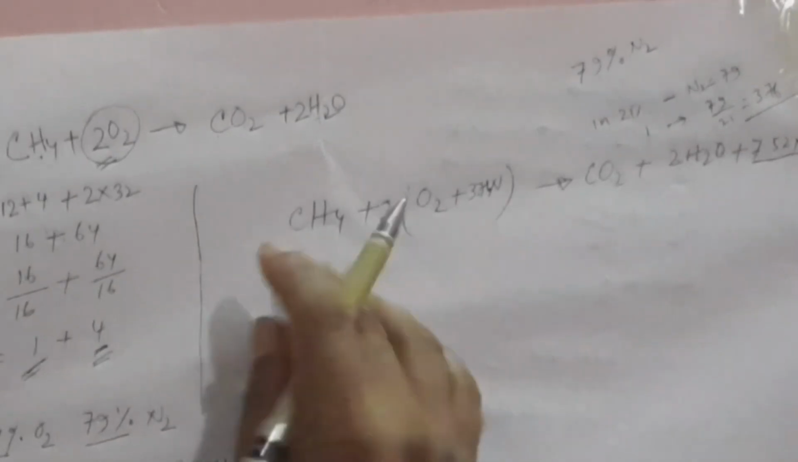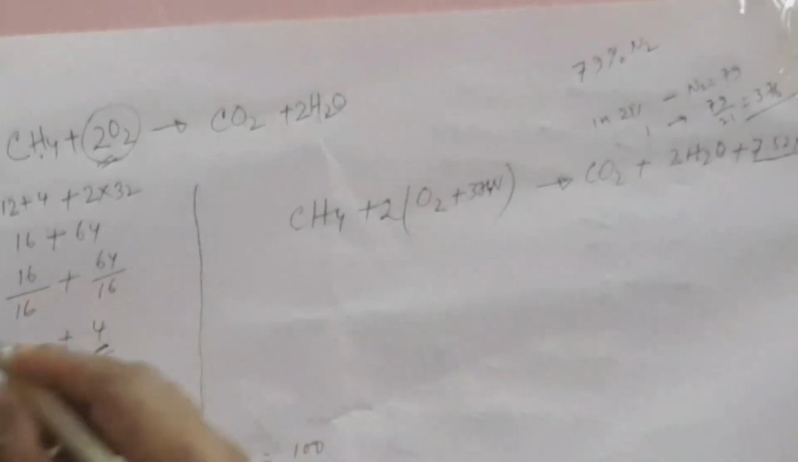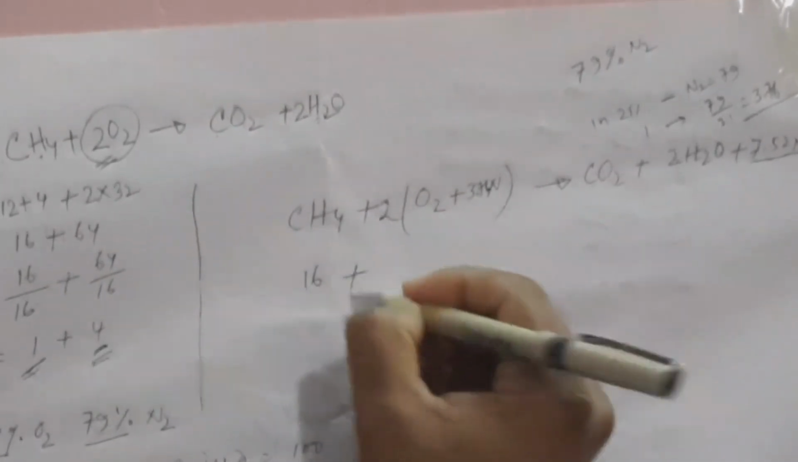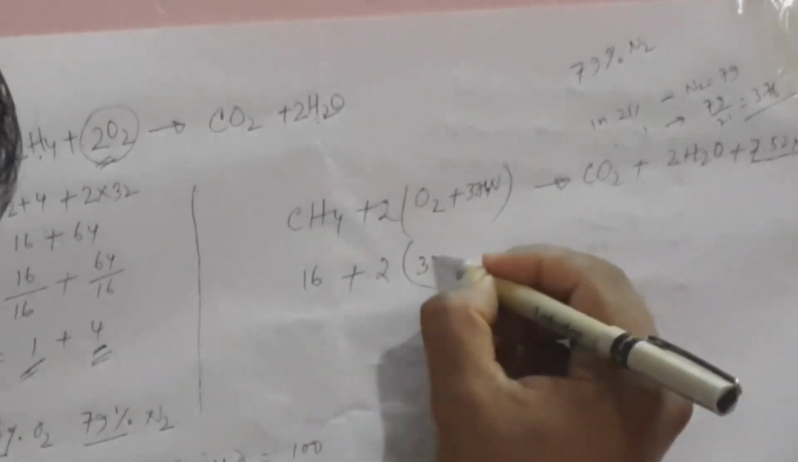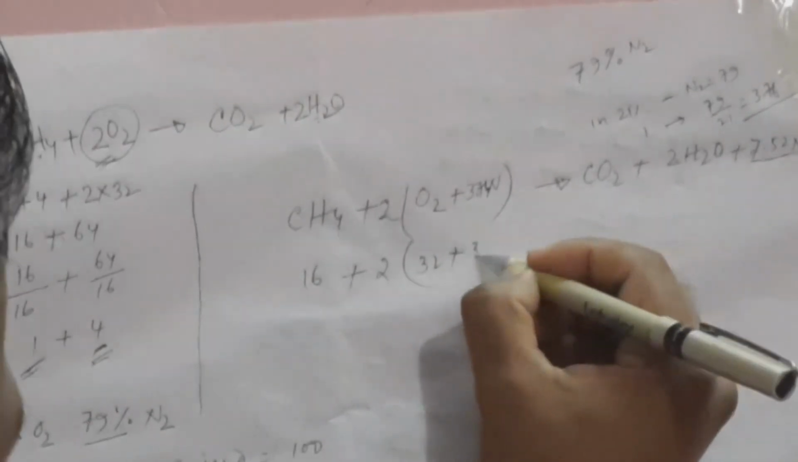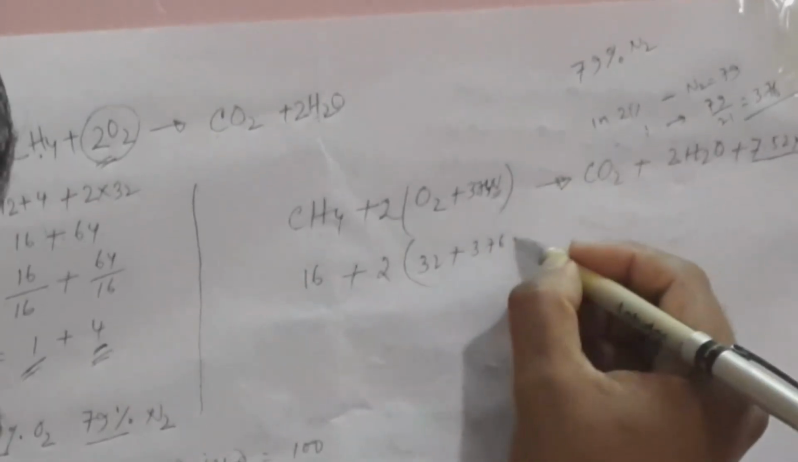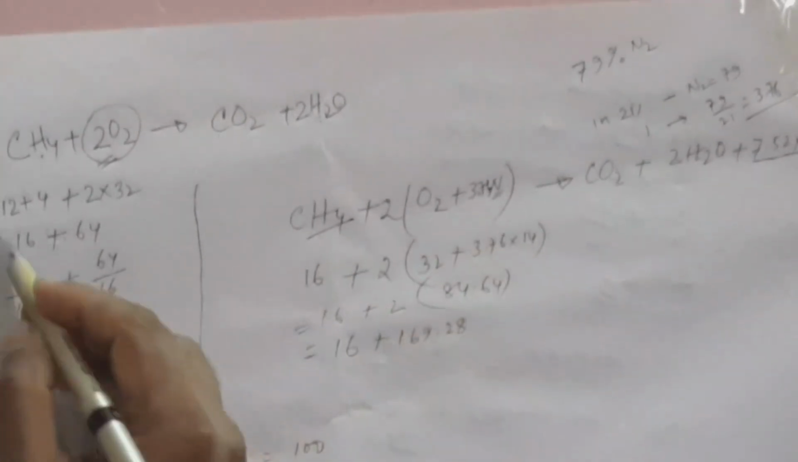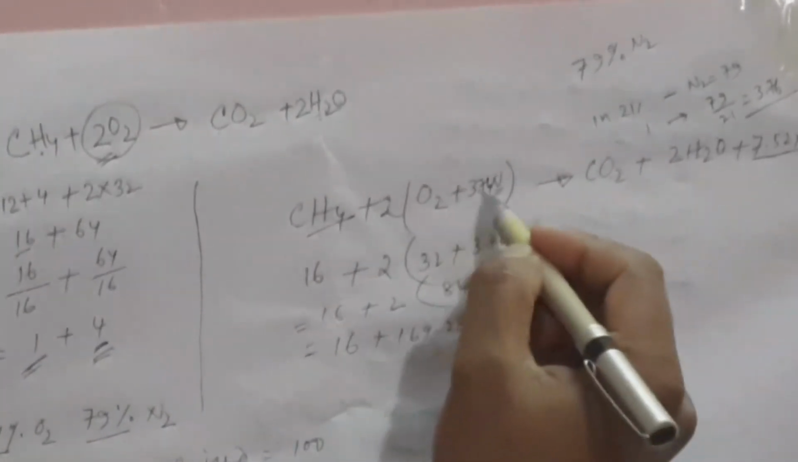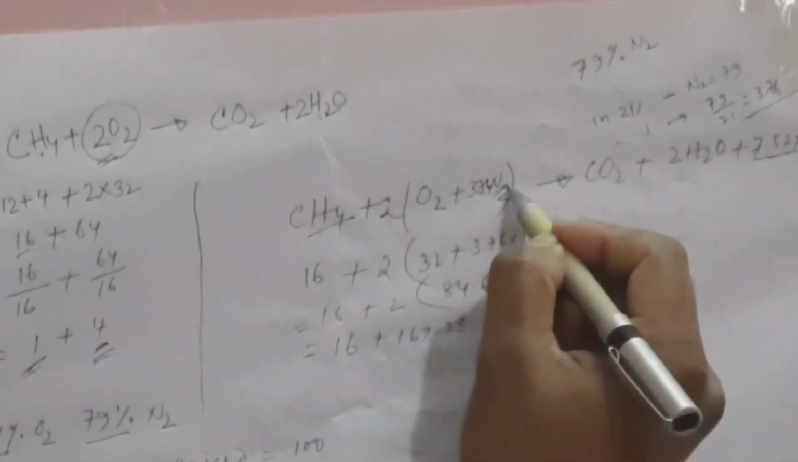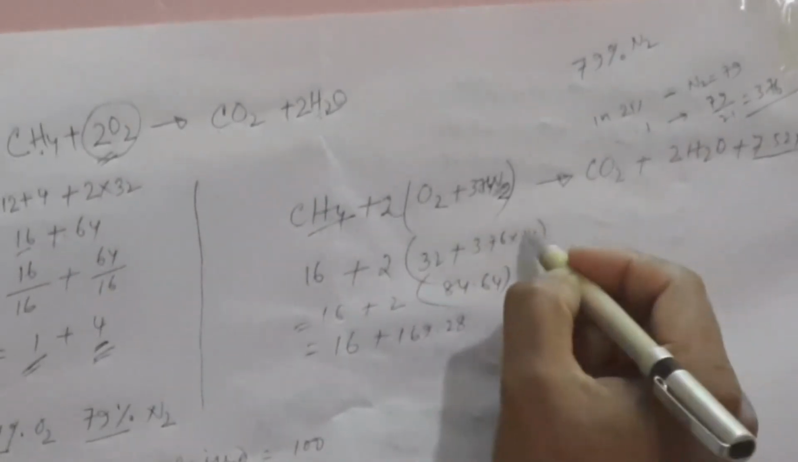So now I will show this balanced reaction. For methane, I already showed you 16. For oxygen, 2 times oxygen is 32, plus nitrogen 3.76. I will explain again: for methane I already showed you 16, and 2 times oxygen is 32, plus 3.76 nitrogen. For nitrogen, 14 multiplied by 2 is 28.